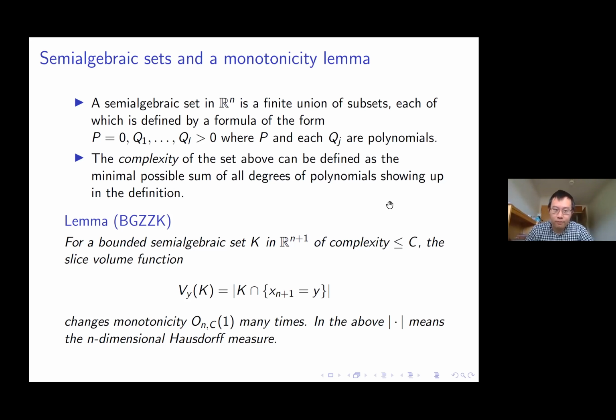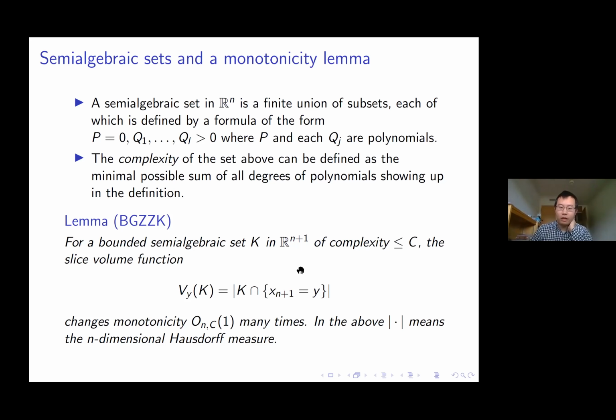And the lemma we need is that if you have a semi-algebraic set in n+1 dimensions, so you'll see why I set it up this way, and of complexity less than C, so bounded complexity, then you can look at the slice of this set. You can intersect this set with a hyperplane, x_{n+1} equals y, and you move this hyperplane around. So this is always parallel to the coordinate 1 to n hyperplane, but you move it up and down. And you take the slice, that's the intersection, you take the volume. So I call it the slice volume function.